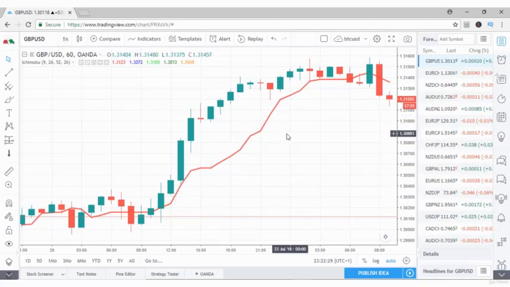There are other 2 scenarios to analyze, when the line is flat and when the line is heading down. When the line becomes flat, it means that there might be a trend inversion.